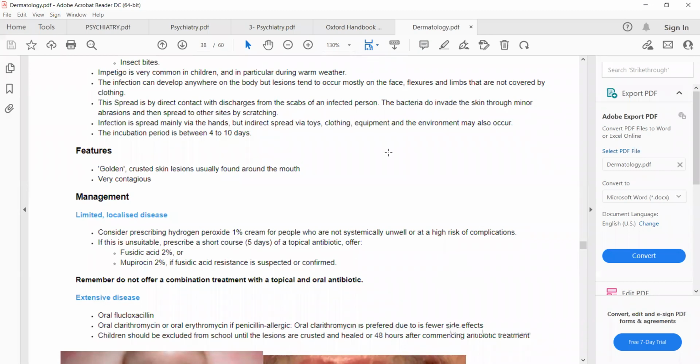And for extensive disease, again, because the causative organism is Staphylococcus aureus, so oral flucloxacillin, or if the person is allergic to flucloxacillin, then we can give clarithromycin or erythromycin as well.